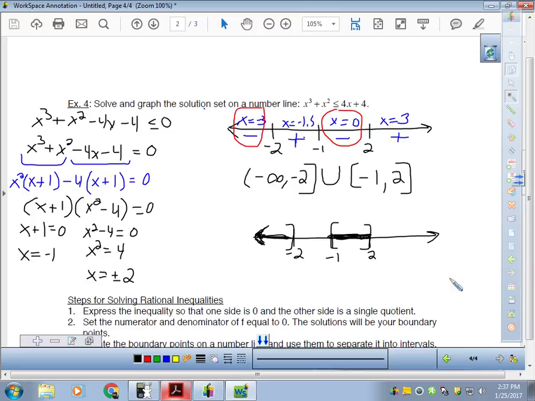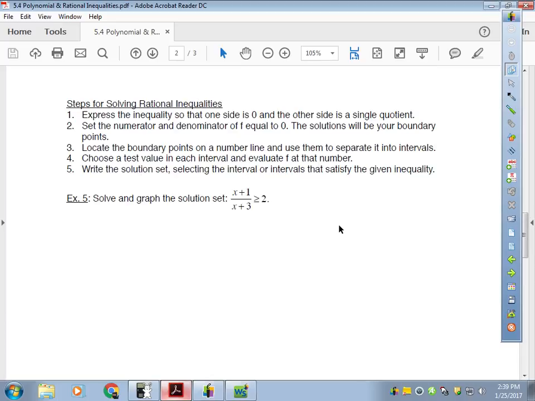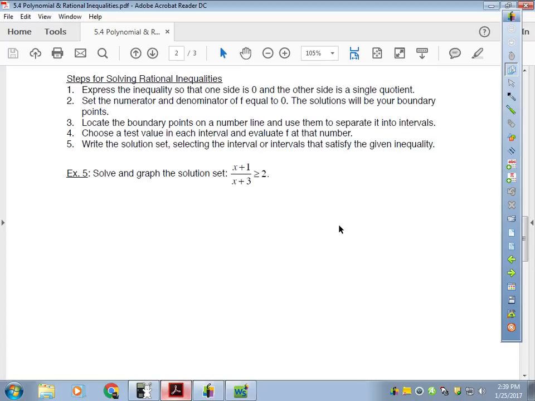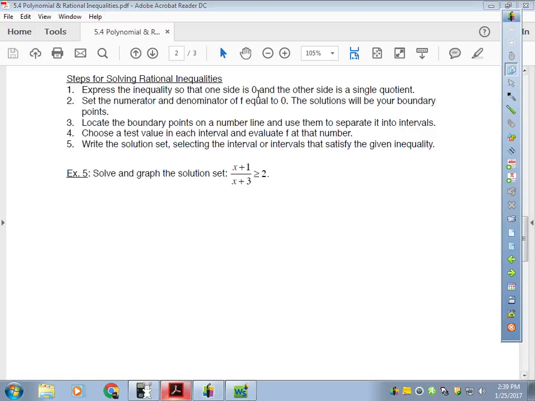Okay. So that is how we do polynomial inequalities. Inequalities that involve polynomial functions. Okay. The other thing we're going to look at today is solving rational inequalities. So here are our steps for solving rational inequalities. The first step is to make sure that one side is 0 and the other side is a single quotient, meaning it is a single fraction. Once you've done that, that's actually usually the hardest part.